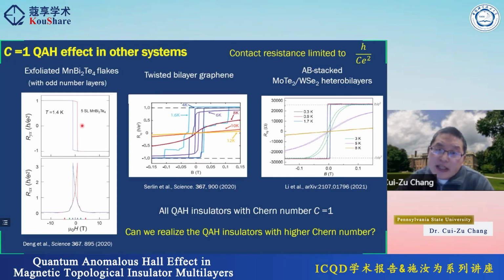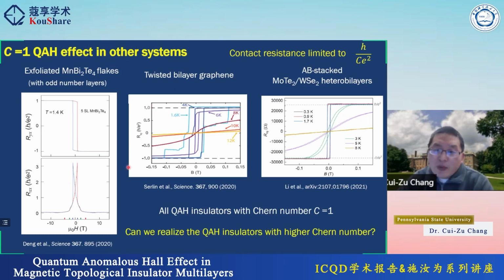In addition to the quantum anomalous Hall effect in the chromium and vanadium doped TI system, the zero magnetic field quantum anomalous Hall effect has also been found in exfoliated manganese bismuth telluride flakes with odd number layers. This work is from Yuanbo Zhang's group at Fudan University. The other two systems are twisted bilayer graphene and, more recently, AB stacked multilayer tungsten selenide bilayer structures. The mechanism in these two systems is a little different from the magnetically doped and intrinsic magnetic TI systems. But in these five systems, we can see that the Hall resistance is quantized at h over e squared, meaning the Chern number is 1.